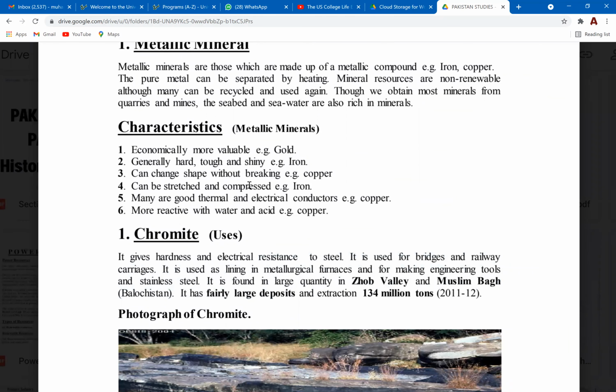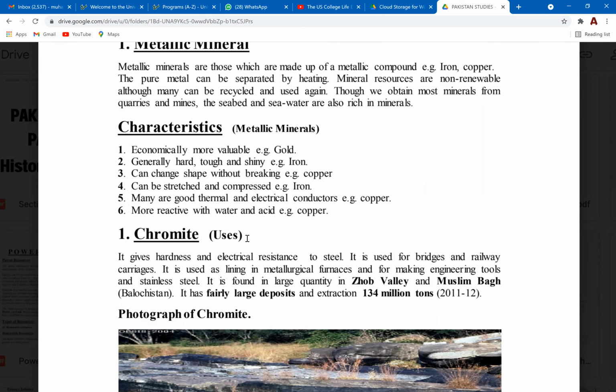Iron is an example of a hard mineral material. Copper, you can change the shape without breaking. Metallic minerals can be stretched and compressed, and they're also good conductors of heat and electricity. And some minerals are reactive as well, reactive with acid, reactive with water.